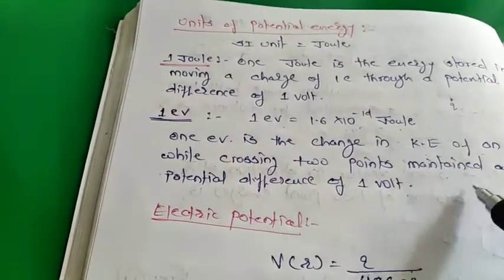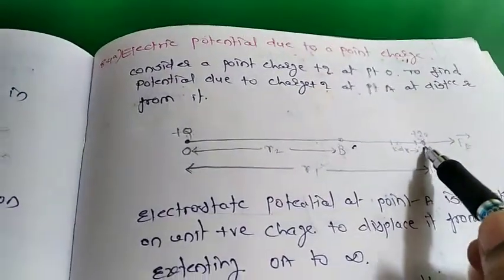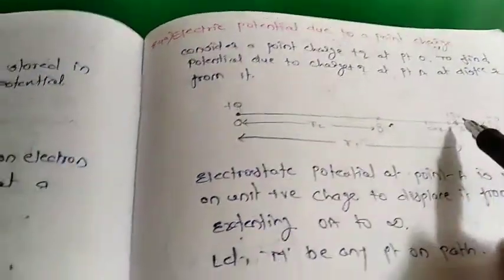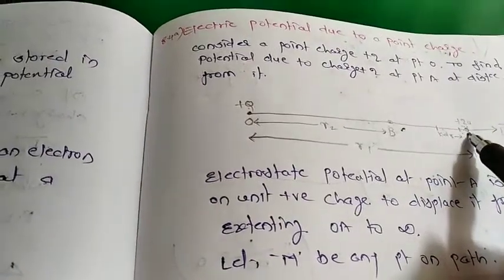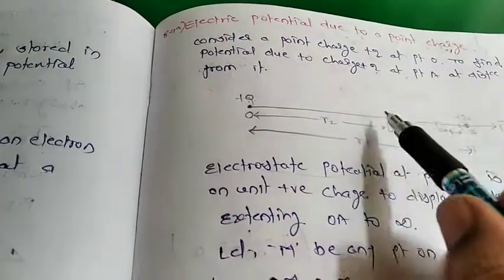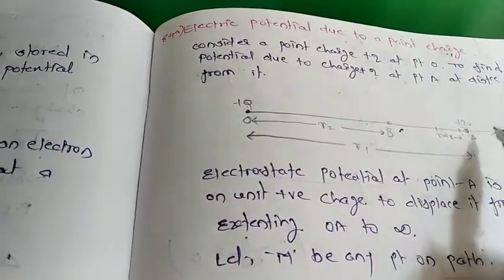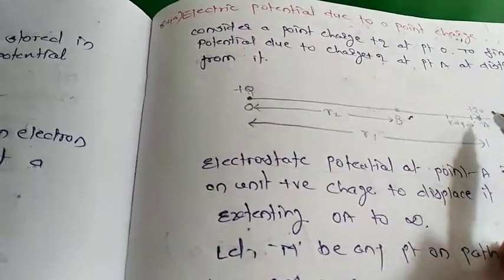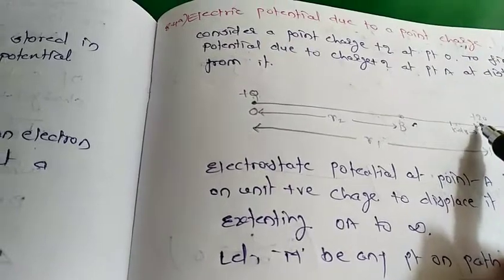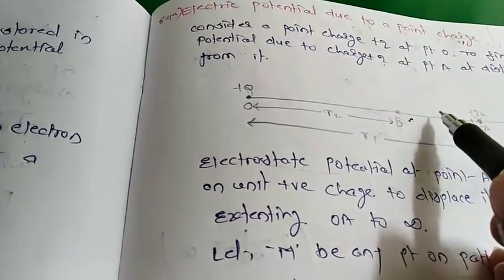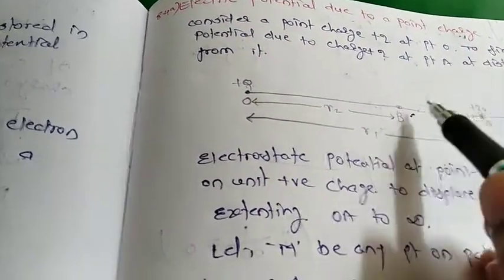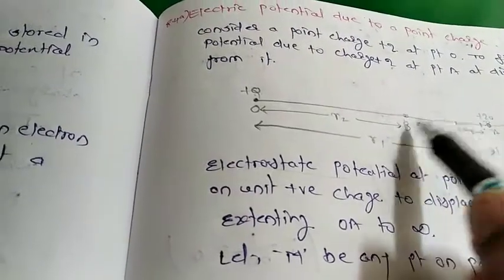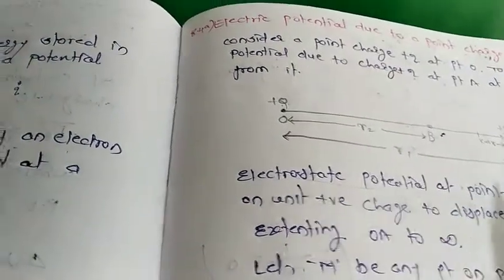When the charge moves from one point to the other point, suppose from this point to this point, then while moving, the charge acquires kinetic energy, that is, energy associated with the motion. It is nothing but the kinetic energy. So in the motion it is having the kinetic energy, and to cross the 2 points, the potential difference between those 2 points is 1 volt.